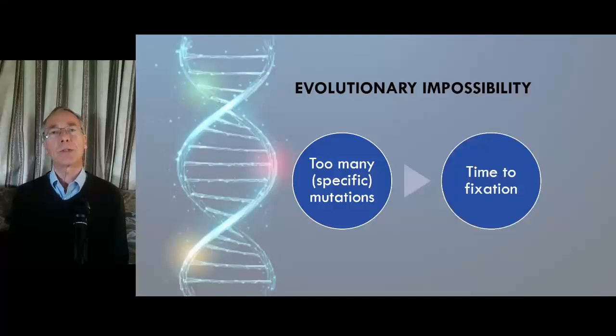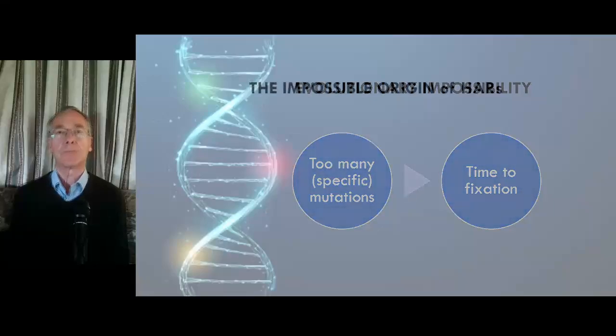The problem with these is it takes time to fix a new mutation into the genome. And this problem is especially significant for humans because the generation time is quite long, 20 years. And also there's a problem of population size. Now, evolutionists say that the ancestral population of humans was around 10,000 individuals at most.